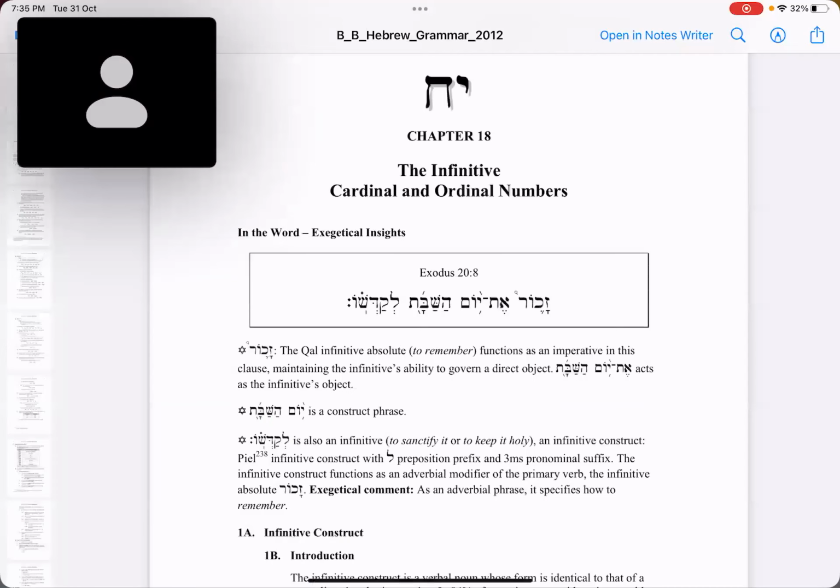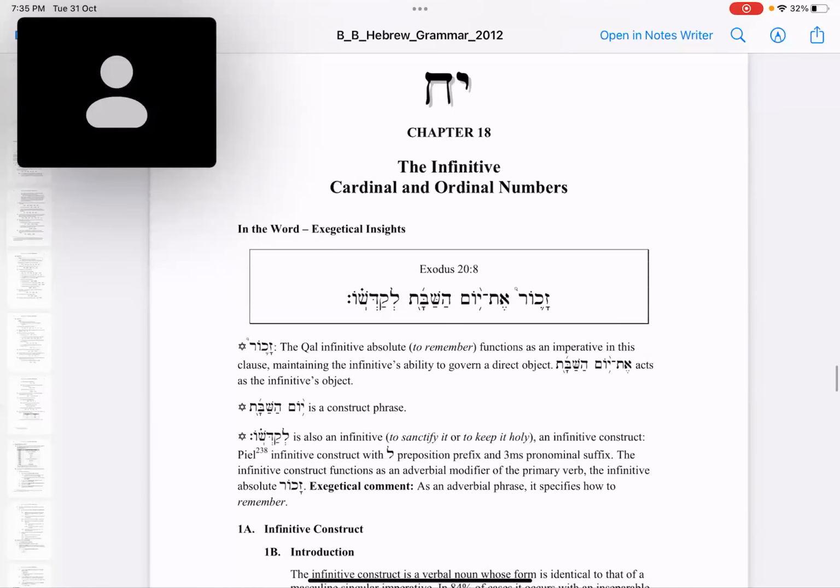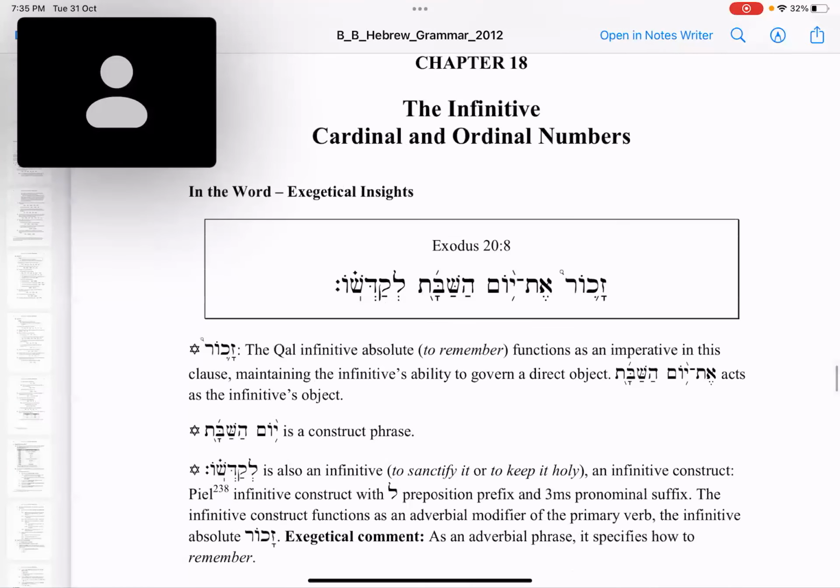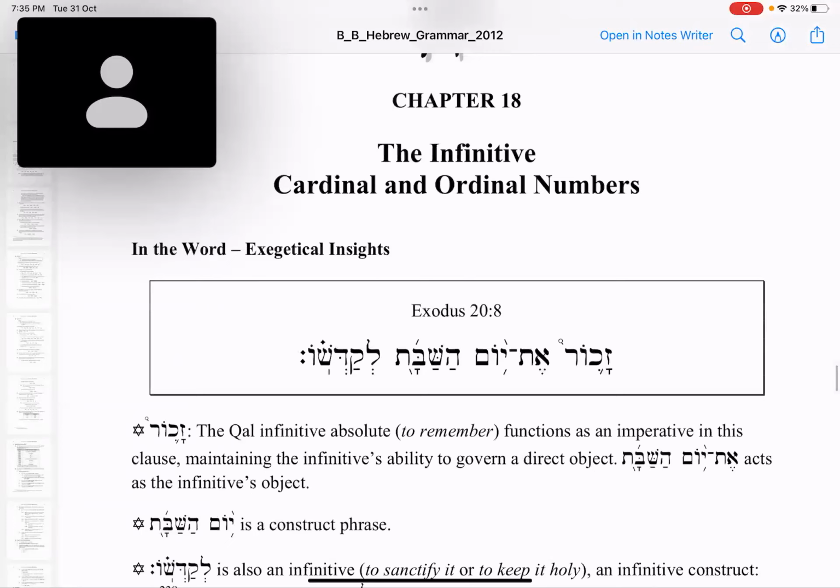You are able to see, na, infinitive on screen? Yes sir. Okay. So very important chapter, infinitive and cardinal and ordinal numbers. Also, we are going to learn cardinal and ordinal number.